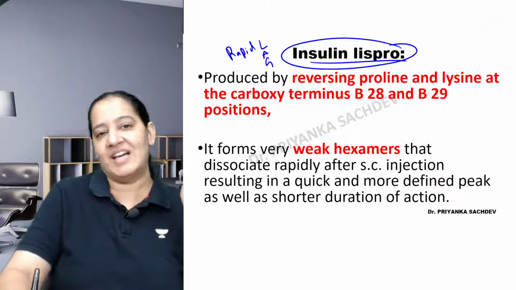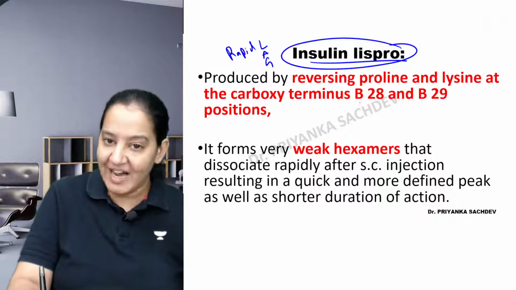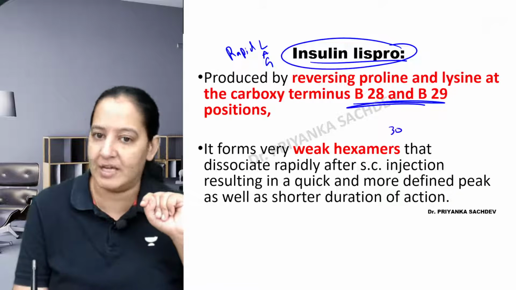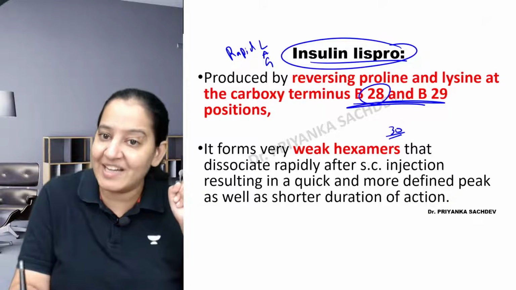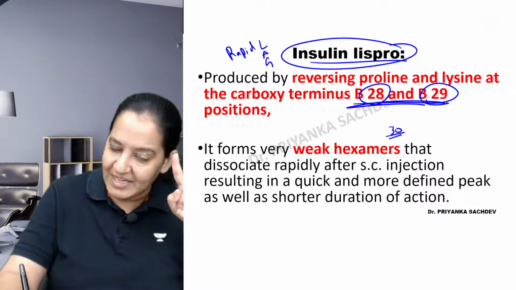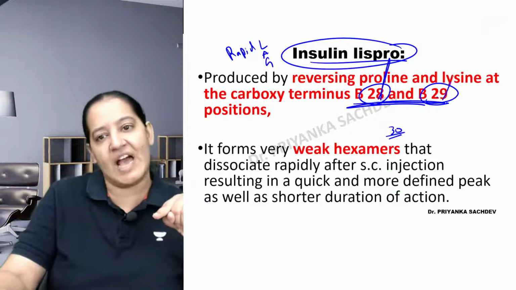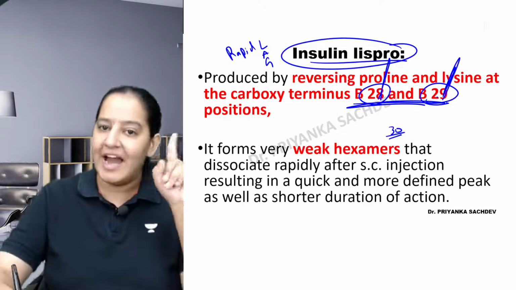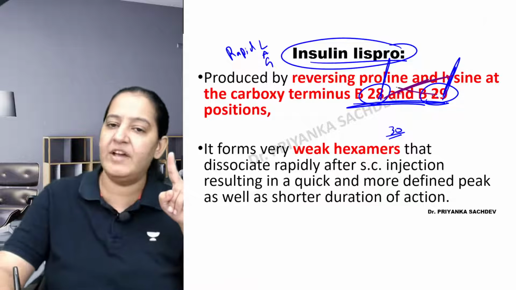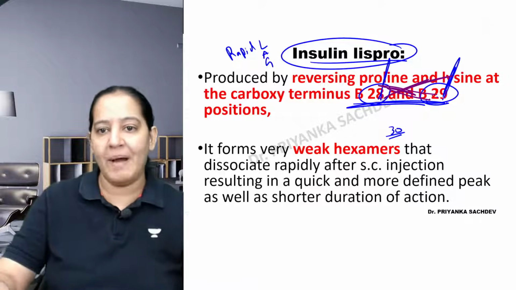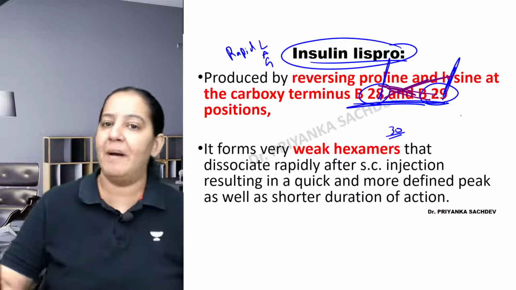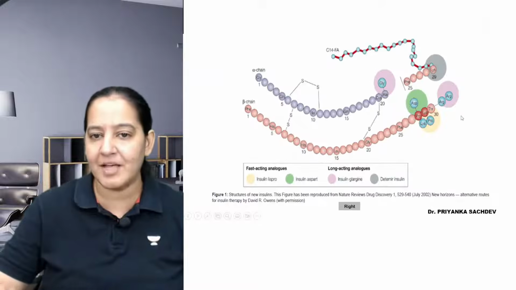So in Lispro, what change did we make? In Lispro, on the beta chain. How many amino acids are there in beta? Total 30. Out of the total 30, at positions 28 and 29, normally we have proline at 28 and lysine at 29. We are reversing it. At 28 we put lysine and at 29 we put proline. By doing so, it will become ultra short. Instead of short, it becomes ultra short just by reversing the sequence. Give me a thumbs up if you got it.